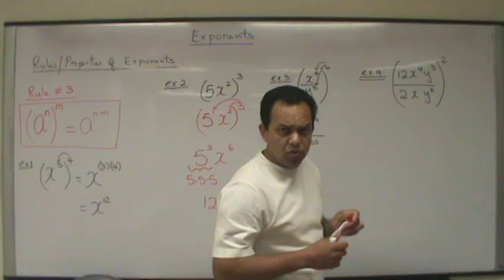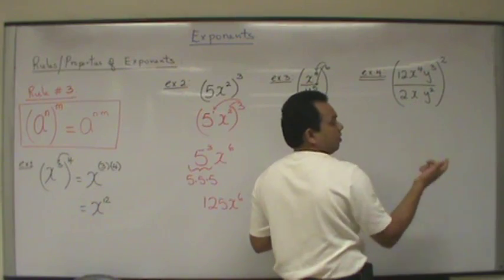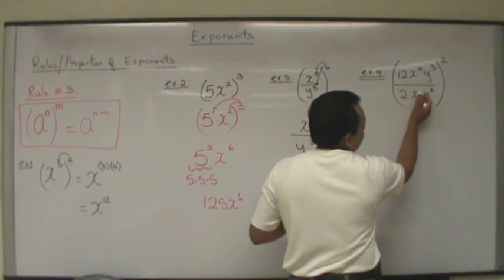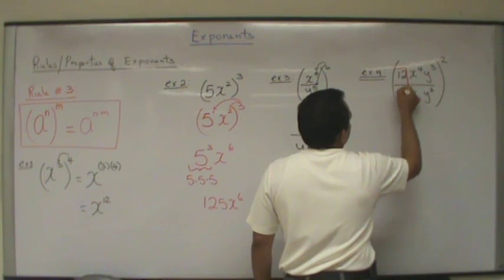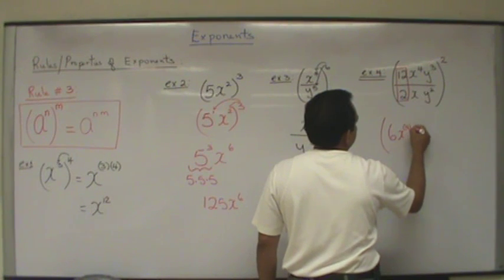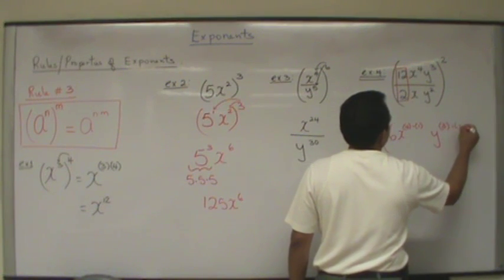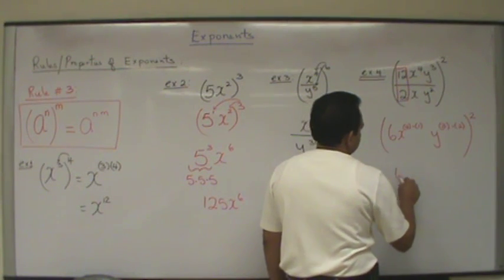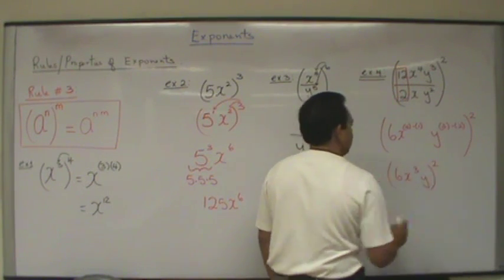parentheses and apply rule number 2, which stated that if the bases are the same and we're dividing, we could subtract. Keep in mind there is an invisible 1 here. So 12 divided by 2, and I'll keep it in parentheses, that becomes 6. X, we have 4 minus 1. And then y, 3 minus 2. And don't forget, all of that is raised to the second power. So we have 6x to the third power, y to the 1 power, all of that to the second.